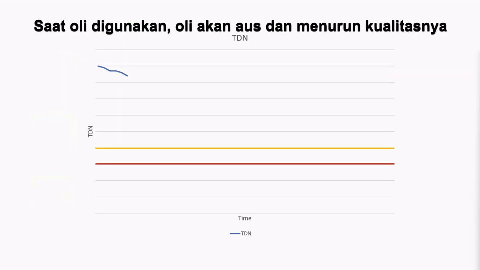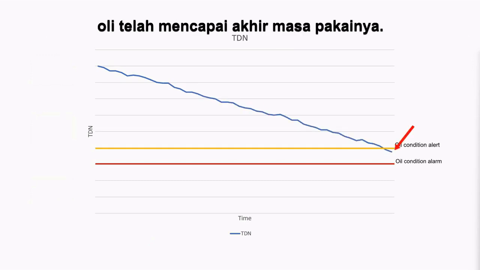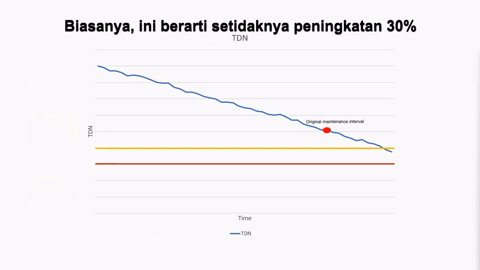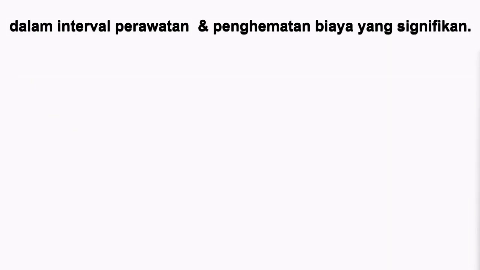As the oil is used, it will wear and degrade. Using the sensor data, the oil can be changed only when the oil has reached the end of its usable life. Typically, this means at least a 30% increase in your maintenance interval and a significant saving in cost.